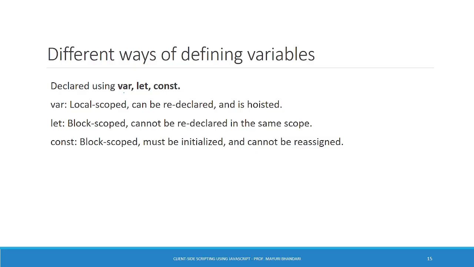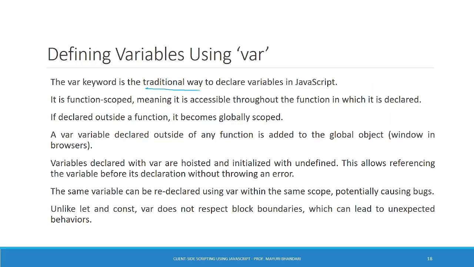Now in JavaScript there are different ways of defining a variable. First is var, then we can also define a variable using let, which is most recommended and is used in modern JavaScript. And another way to define is const. So what is the difference between them? When you define a variable using var, it is function scoped, can be redeclared and is hoisted. Let us see this in detail. This is the traditional way to declare a variable in JavaScript.